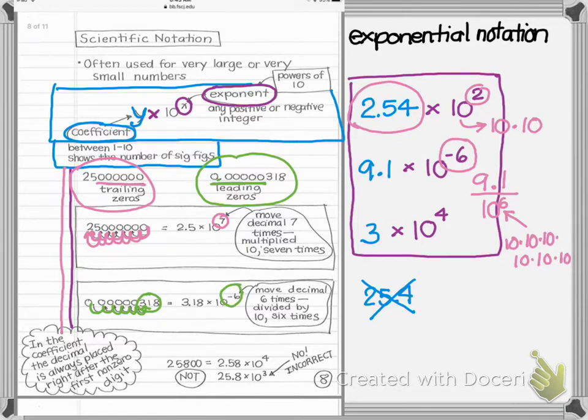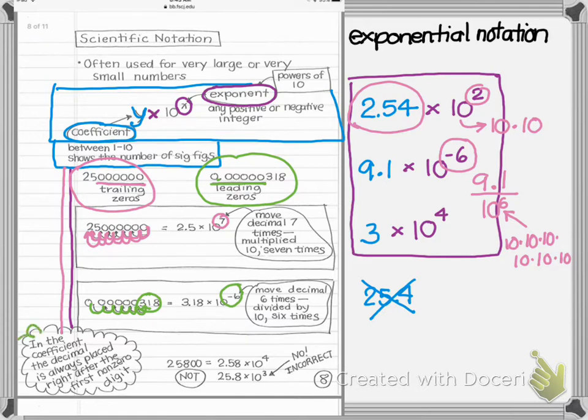Small numbers, and by small numbers I mean less than 1, always have negative exponents because if you're less than 1, you're dividing by 10. So when I move the decimal place 6 times, it's like I'm dividing by 10 6 times. So we move the decimal either to the left if we have a large number, or right if we have a small number, to put our number from standard notation into exponential notation.